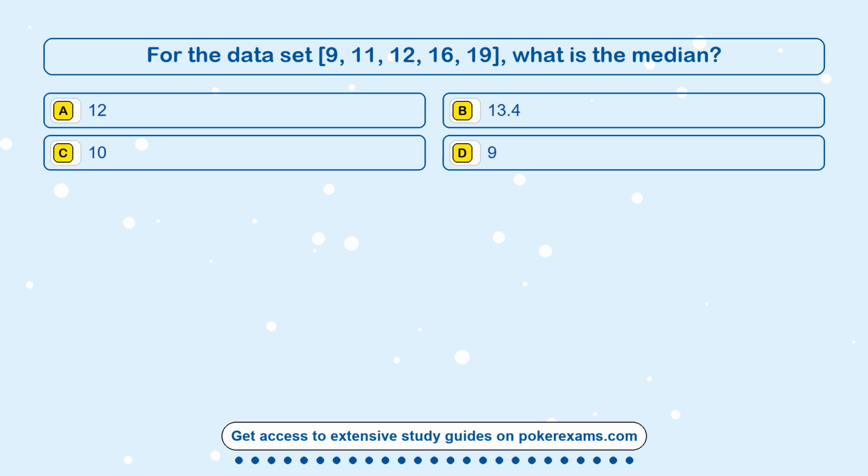Question 19. For the data set 9, 11, 12, 16, 19, what is the median? Option A 12. Option B 13.4. Option C 10. Option D 9.